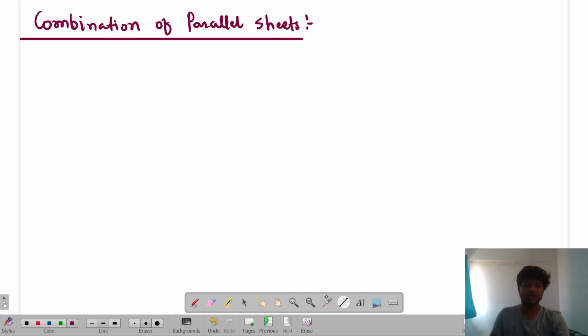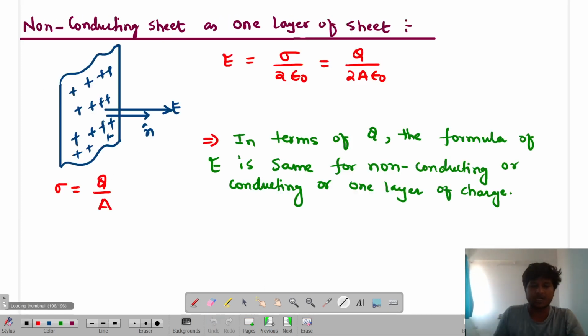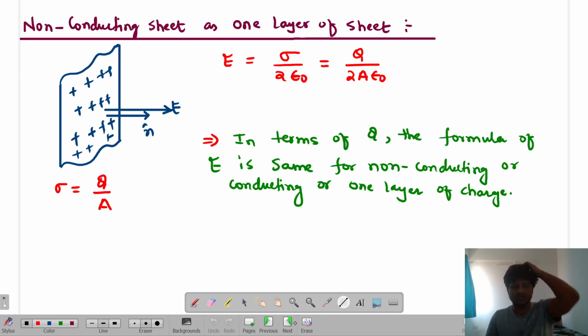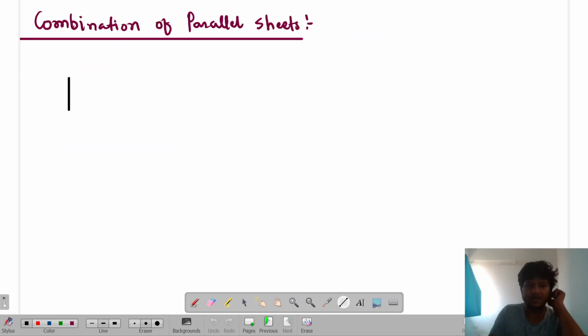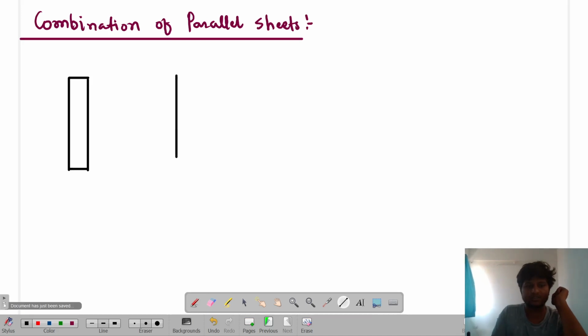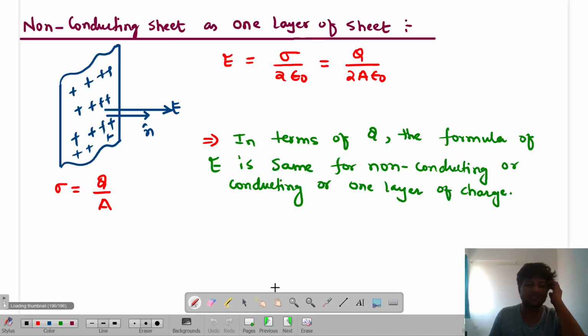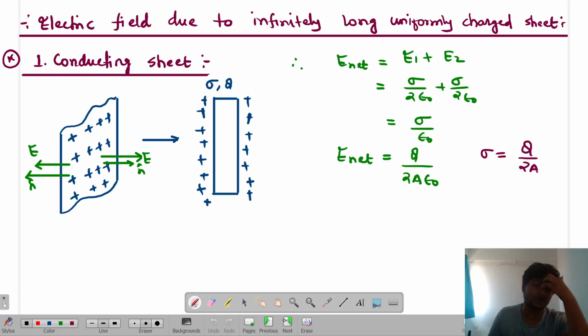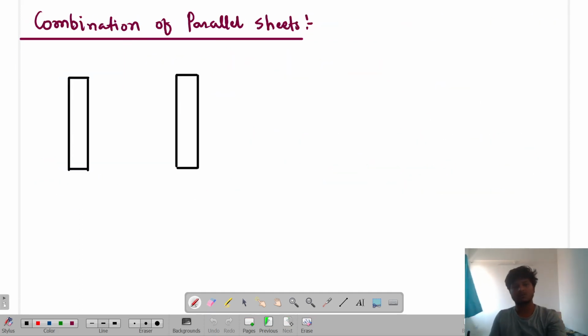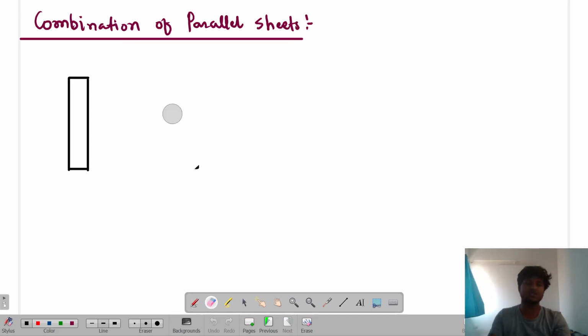So now let's suppose I have two parallel seeds. You know that in terms of Q, the conducting value and non-conducting value are both the same. Only in terms of sigma they are different. So we will consider the parallel seeds to be having only the charge Q. That will give us a correct analogy. Are you able to get me? I am saying that in terms of charge, the electric field of all these conducting and non-conducting seeds are the same or not? So we will consider all these cases.